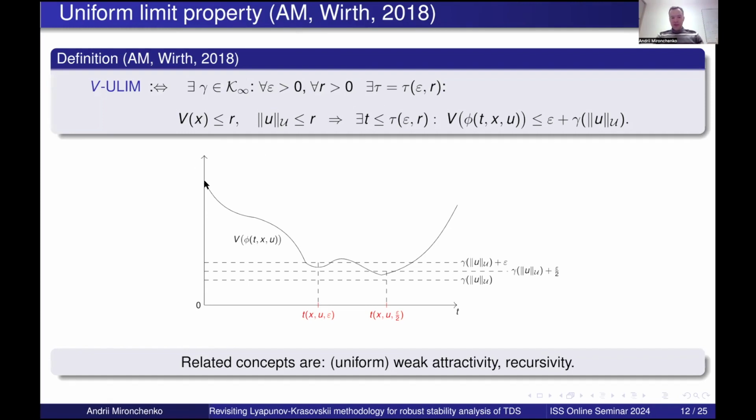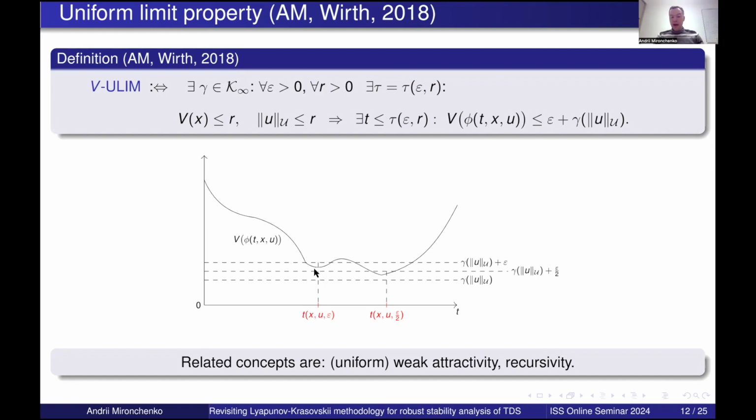And so that if I start somewhere, so that V of x is less than r, and I apply input of magnitude less than r, I can find a time. In this time, always uniform, with a uniform upper bound by this tau, such that V lands into this epsilon neighborhood. So here I have chosen gamma of norm of u, and this is my epsilon. So here I have gamma of norm of u plus epsilon. And here is my time t, so that my V of the trajectory falls within this epsilon neighborhood of gamma of norm of u.